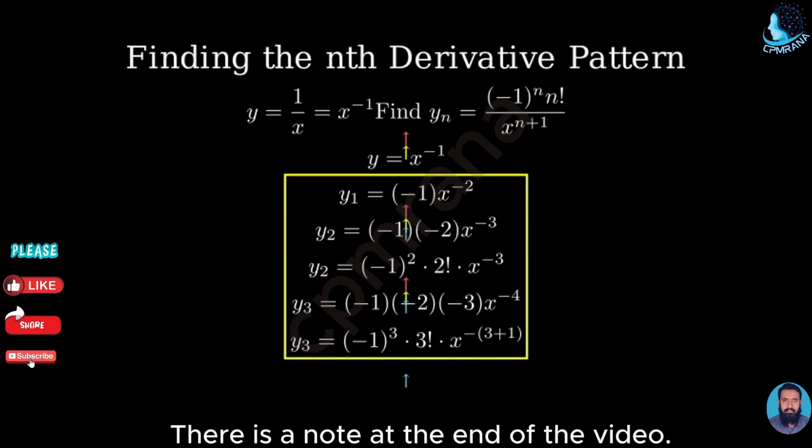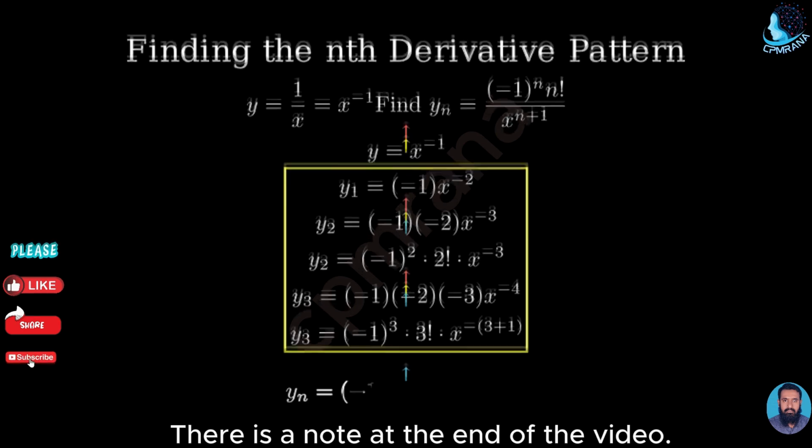Therefore, for the nth derivative, we can write our general formula. Y sub n equals negative 1 to the n power times n factorial times x to the negative n plus 1 power, which we can also write as negative 1 to the n times n factorial over x to the n plus 1 power.